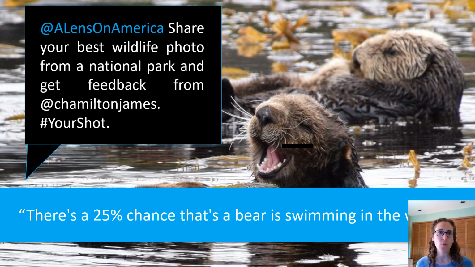So this is an example where a Lens on America posts, share your best wildlife photo from a national park, #YourShot. And in this case, they've shared a photo of otters swimming in the water. The AI system makes a mistake. The AI system says there's a 25% chance this is a photo of a bear swimming in the water. But we wouldn't expect the screen reader user to be able to know that it was a bear rather than an otter. Rather, we would expect them to trust this caption because the AI system is describing something that is relevant to the topic of the tweet.